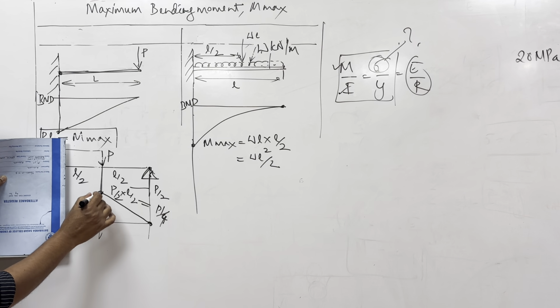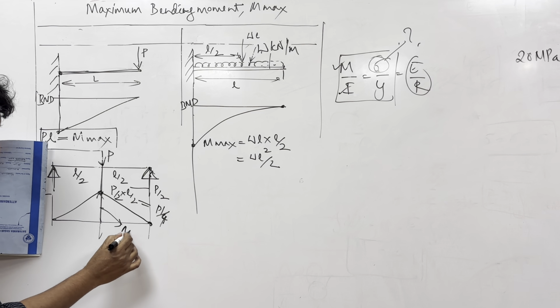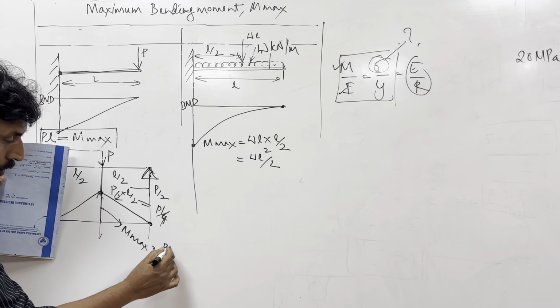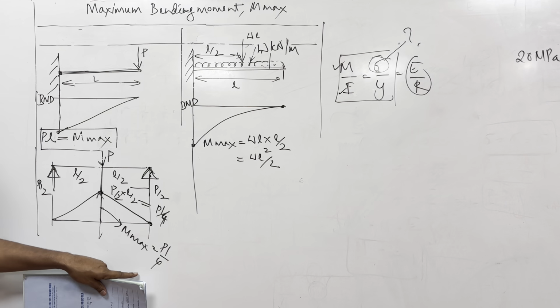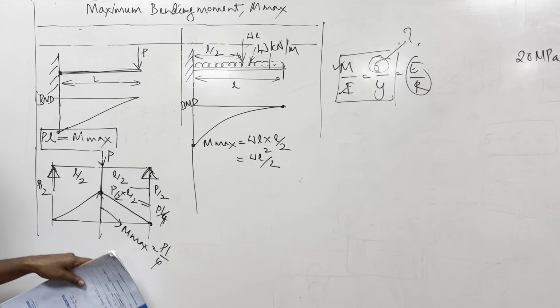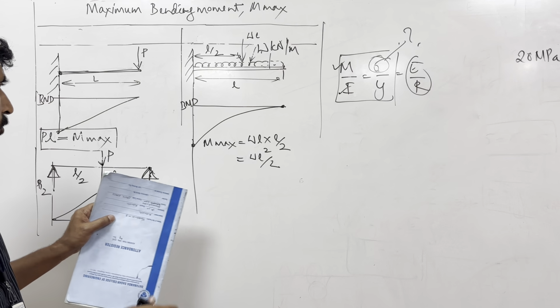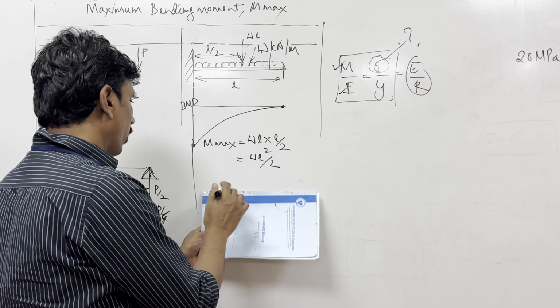So at this point, you will have the M max, which is actually equal to PL by 4. You need to remember this equation directly in the examination. Okay? They would give a problem, and if you have this idea, then you can directly solve the problem. Then we have one more thing.